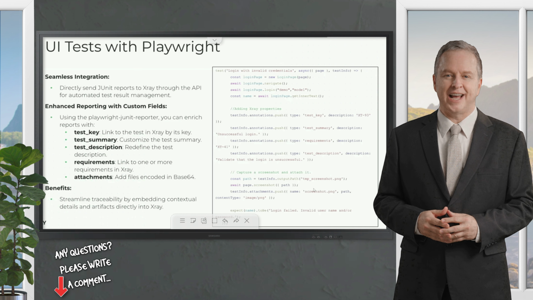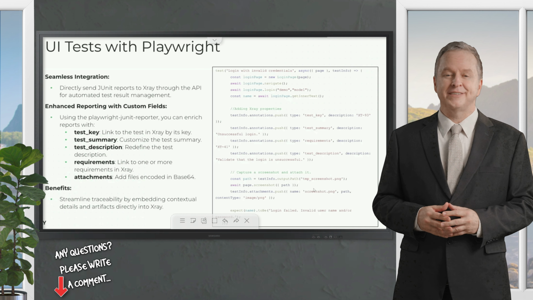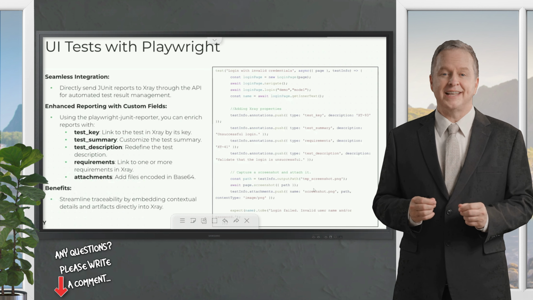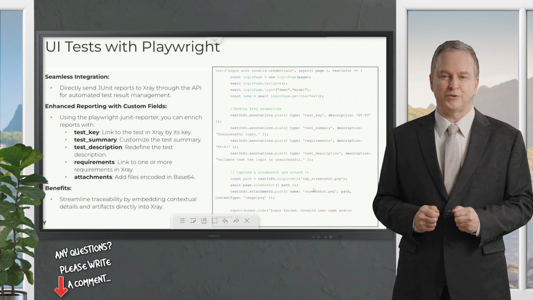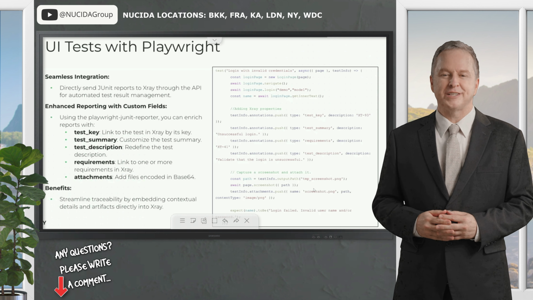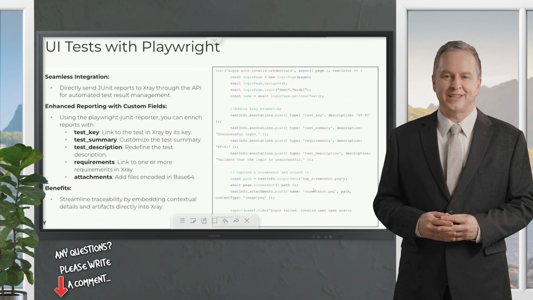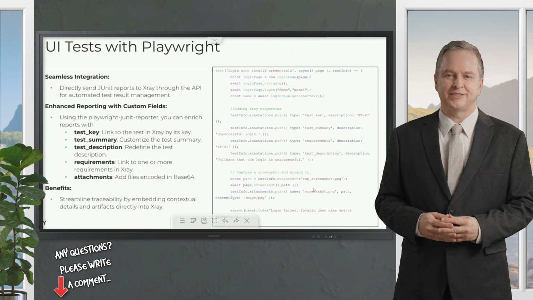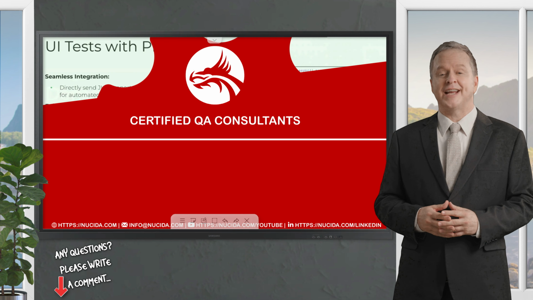Namely, you can have test keys that will link the automation and the execution of the automation to a test in Xray. So, you can define a test key on the test info annotations. You can redefine the summary of that test. You can also rewrite or define a description that is most suited for these tests. You can also link that test to a requirement, or even add attachments like files in Base64. This will allow you to increase the information that you can pass into Xray.